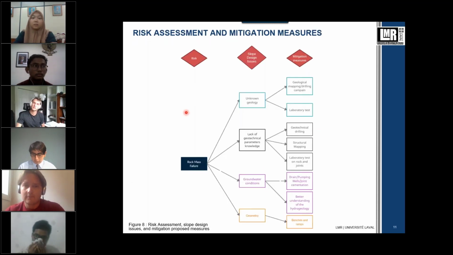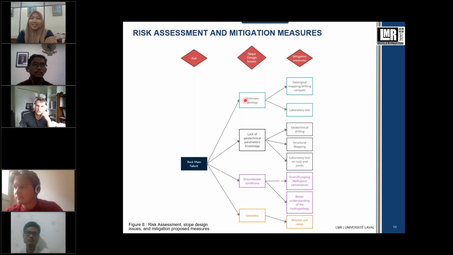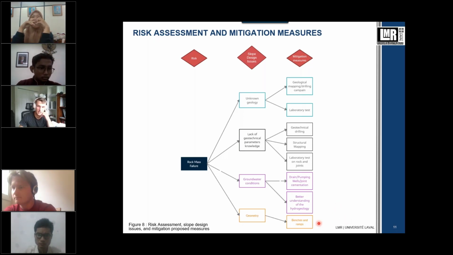So for the risk assessment and mitigation measures, the main risk of this work concerns the rock mass failure identified as the critical failure mode. Several slope design issues have to be considered with the proposed slope design. Geology, discontinuities, geotechnical parameters, and seismicity have to be investigated with the drilling campaign, structural mapping, laboratory tests, and some mapping of the geophysical investigation. Those information are required to design the geometry of the slope at the bench and the interim scales.